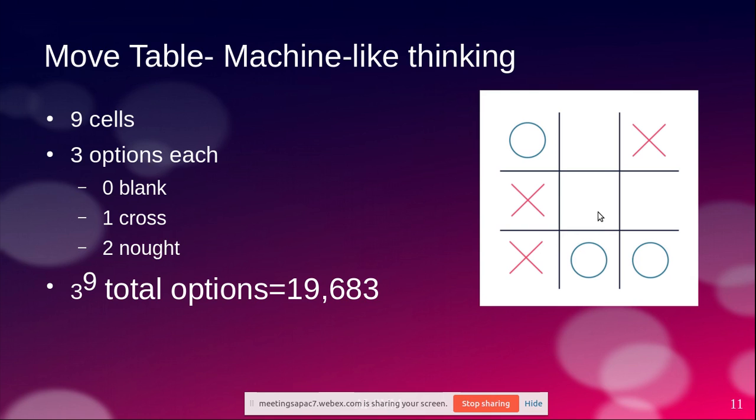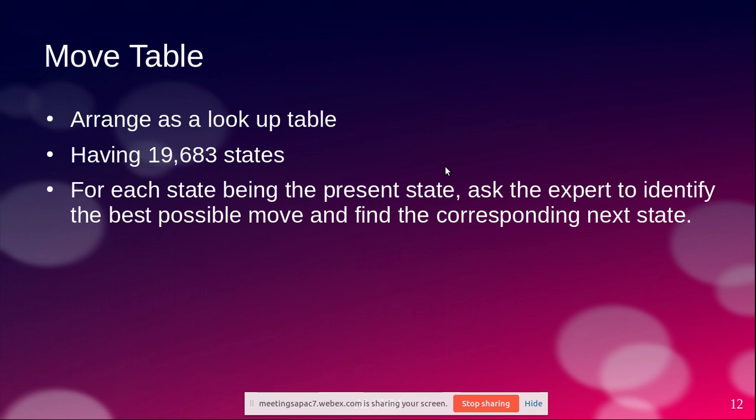Then if you think of how many combinations are possible, there are three options for each cell and nine cells, and hence there will be 3 to the power 9 possible combinations of this board, which accounts to 19,683. You can work with the simplest way, creating a move table. The easiest way of making a machine work is to create a lookup table.